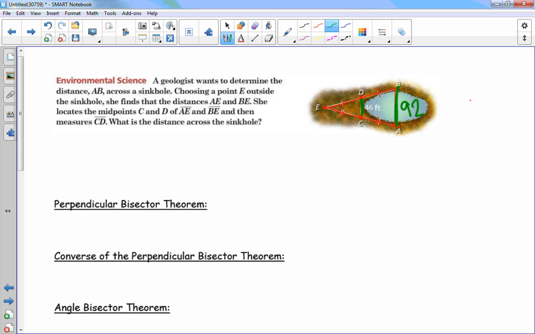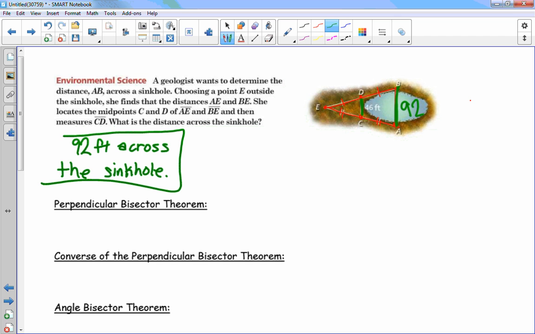So when I answer it, right answer up, please. It's 92 what? Feet across what? The sinkhole. Make sure you explain what your answer is on the story column. Okay, that's the end of the mid-segment theorem. Any questions on that? The math is pretty easy as long as you identify that you can use the mid-segment theorem.